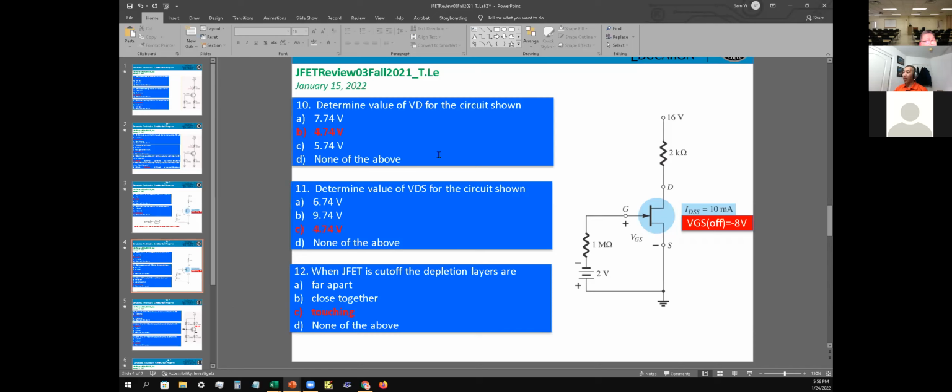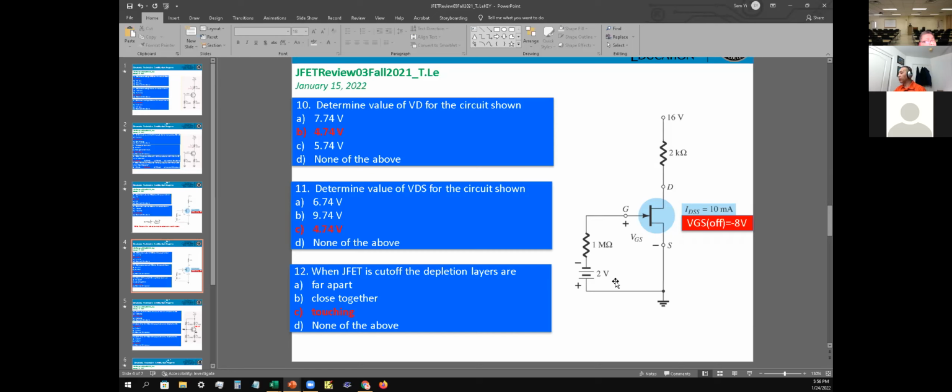Okay, number 10, determine the value of VD for the circuit shown. So VD is going to be right there, at this point. So at this point, you're going to be 16 volts minus the voltage drop here. So 16 minus ID times the 2K.